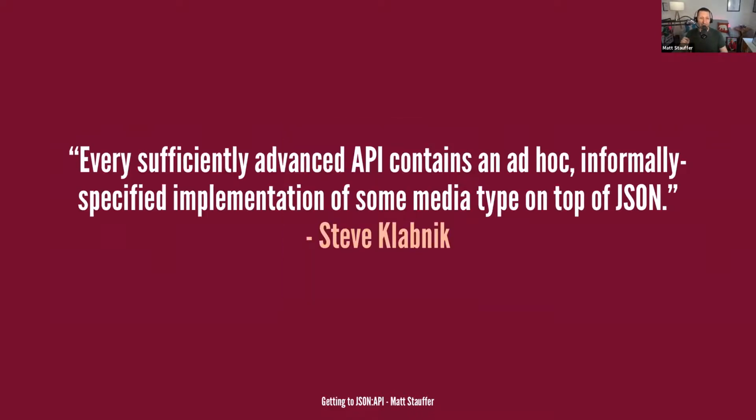In a talk that he gave about JSON API, Steve Klabnik said, every sufficiently advanced API contains an ad hoc, meaning kind of made up on the go, informally specified implementation of some media type on top of JSON. What that means is basically the media type: if you've ever typed Content-Type: application/json, that's a media type, and it defines to the consumer and from the client what the shape of the responses should look like. But application/json is really, really, really loose. It just says it's in JSON. That's all it specifies. And lots of other media types define much more stringent requirements about the shapes of things, but application/json doesn't.